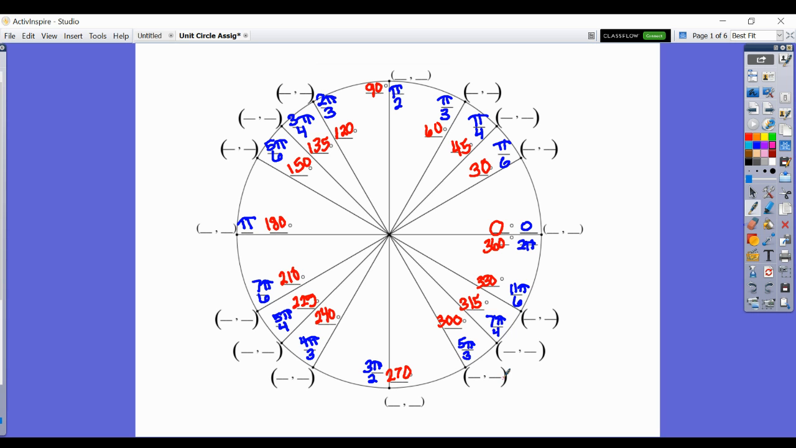Welcome back for part 3 of our unit circle. So far we have the degrees in red here labeled around the unit circle. We also have the radians in blue. Now we're going to fill in these coordinate points.